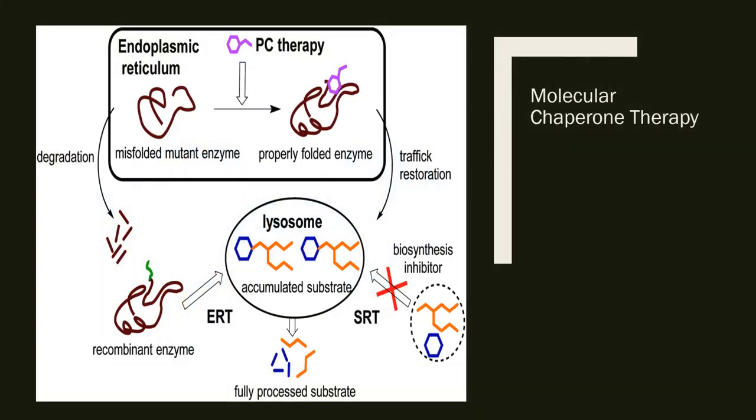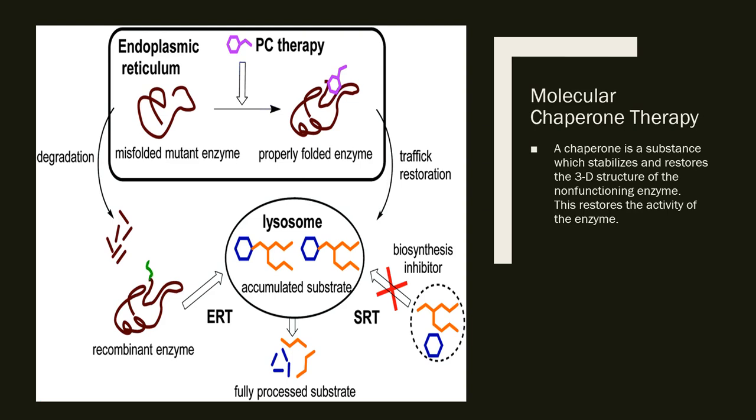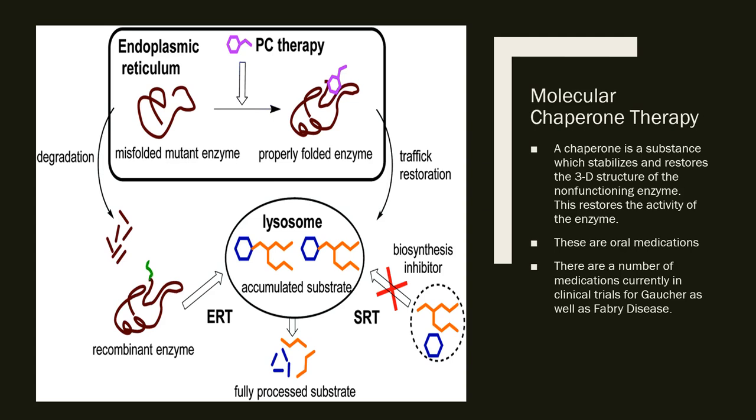Another method that's going to be looked at, though we don't have any FDA-approved drugs today, to help in this situation is molecular chaperones. Chaperones are substances that stabilize the 3D structure of the enzyme and allow it to function better. And these are also oral medications. There are actually a number of medications in the product line for both Gaucher's and Fabry's. Again, this probably won't show up on Step 1, but it's something to understand as you move forward.